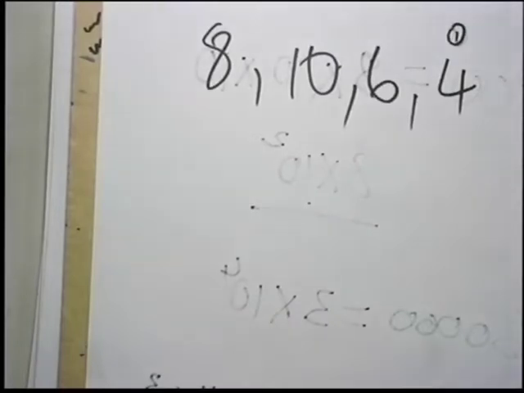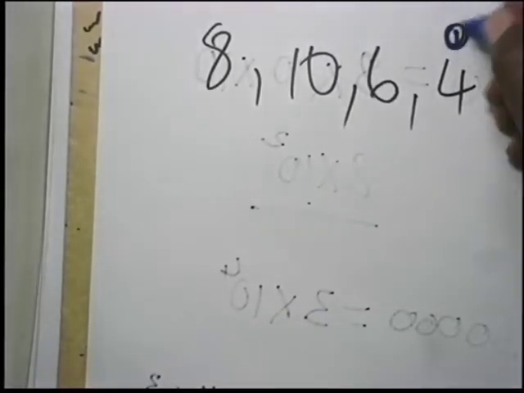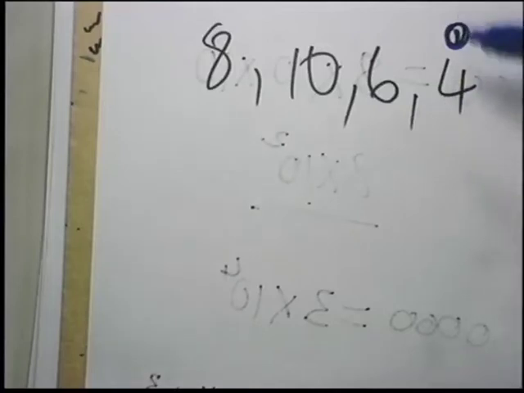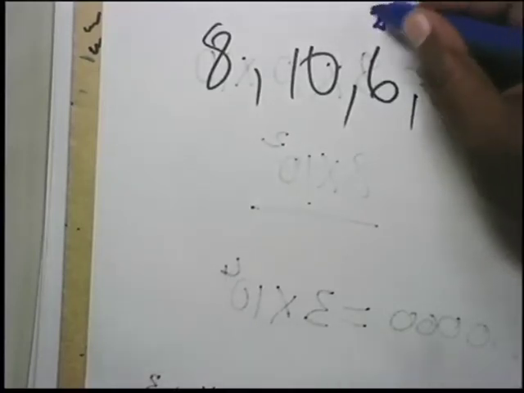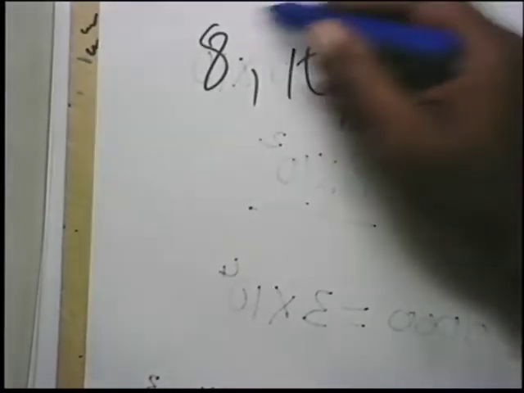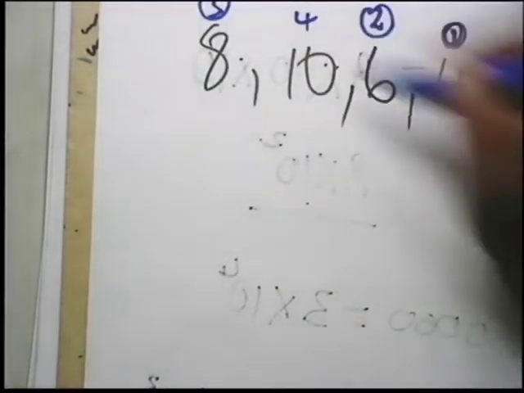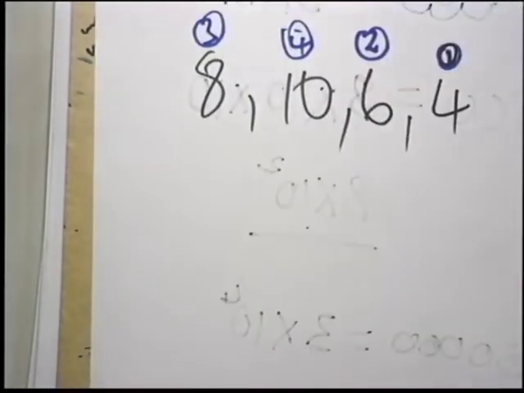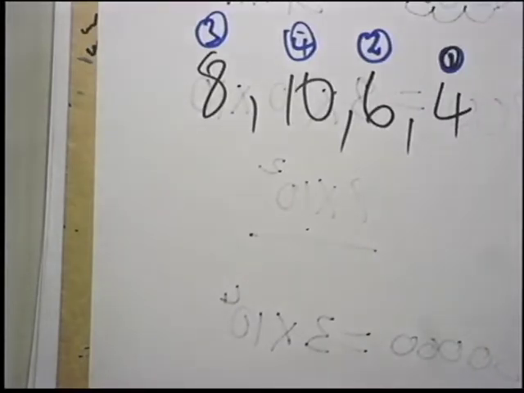Let's use another color. So this will be your number 1. That is the smallest. This is number 2. This is number 3. And this is number 4. So it's very easy for you to arrange those numbers. But it becomes a bit tricky when you look at fractions.